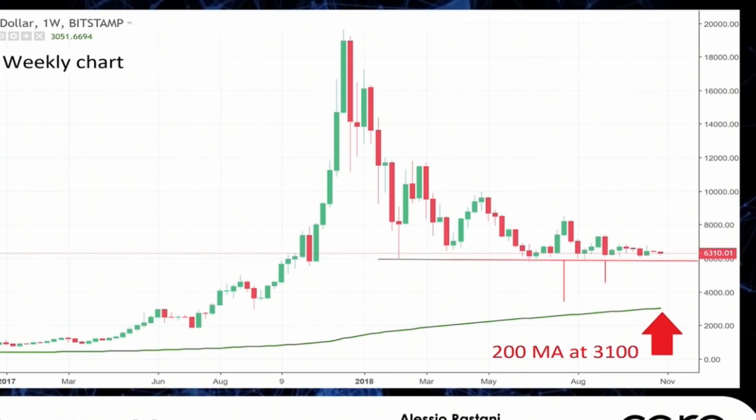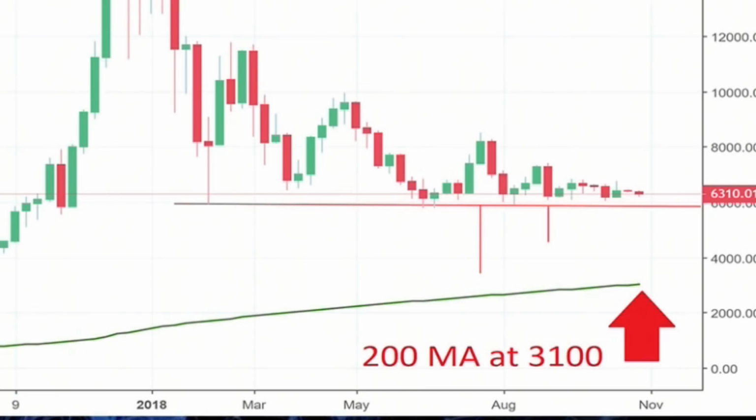Right now, the weekly 200 moving average, which, by the way, is an important level. Some people say, well, why the weekly 200 moving average? Because the markets seem to respect this level. That level is at 3,100. So that's another level of support that we need to bear in mind.